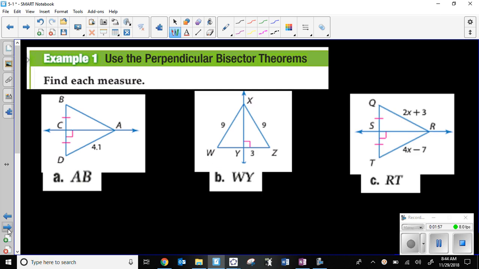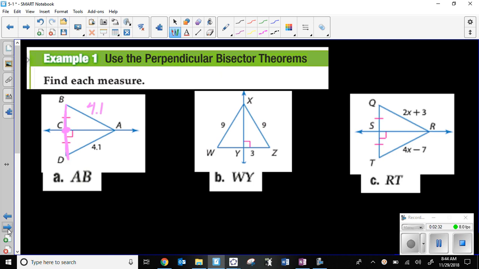It wants you to determine the value of AB. So you first need to determine, is CA a perpendicular bisector? In this case, it should be. It's crossing at a right angle, and it's splitting BD into two congruent segments. So if AD is 4.1, then AB should be 4.1. Alright, so that's letter A. Letter B.